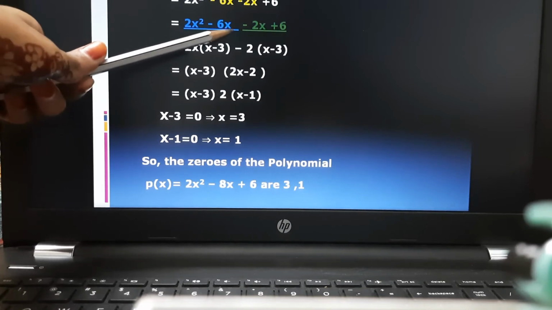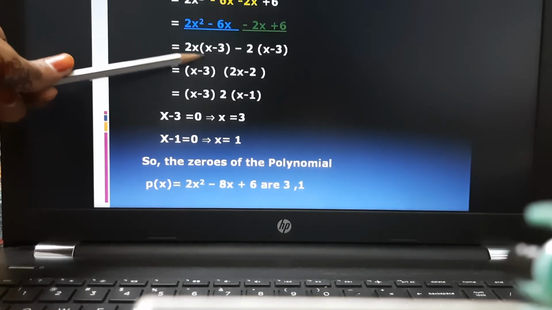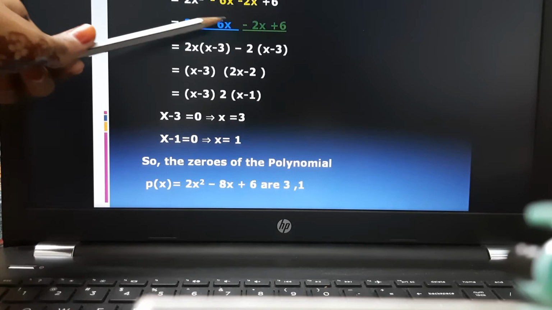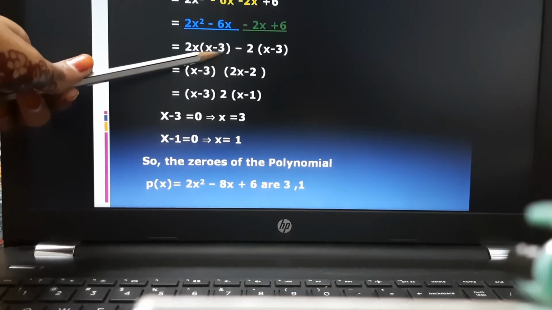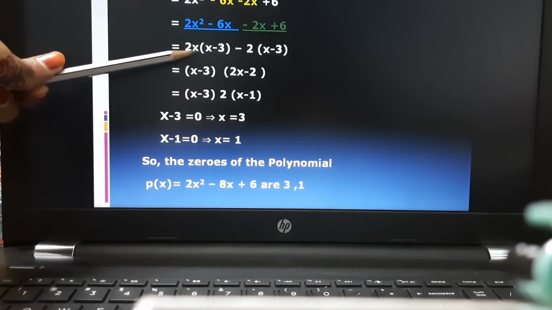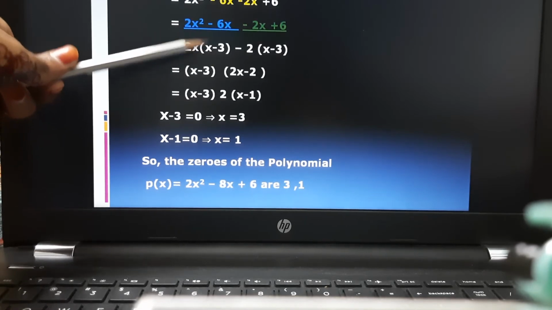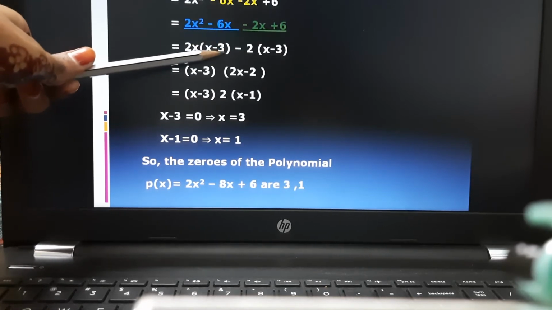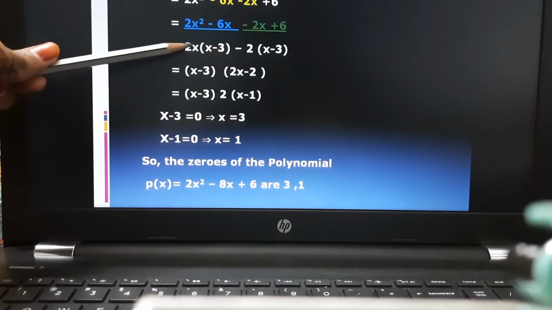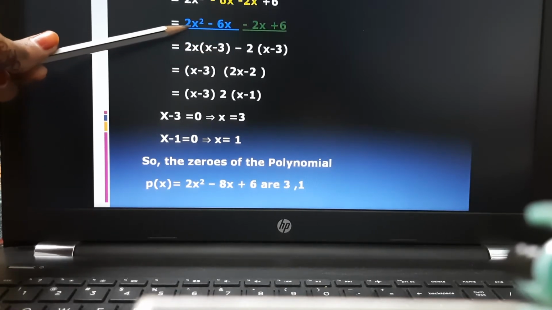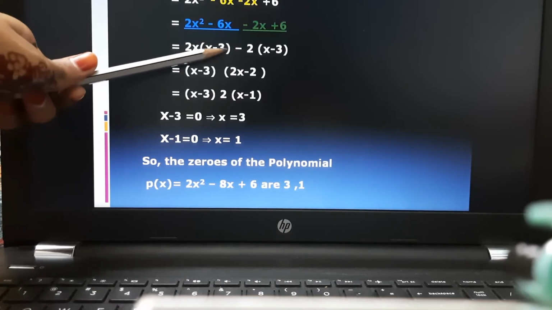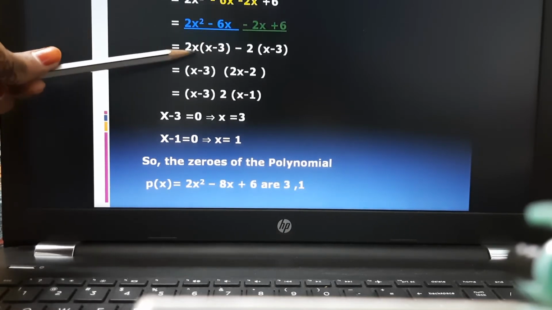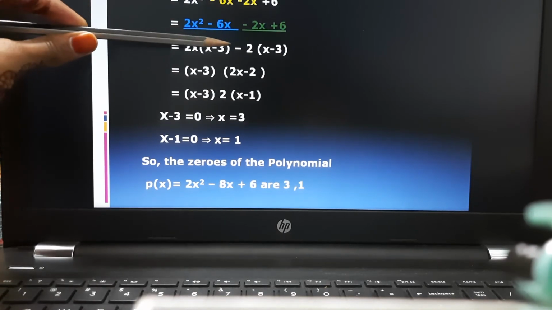6x. In this 6x, what do we have common? 2x. X is common and 2 is common. 2 threes are 6. So here 3. 2x is common and what remains? x minus 3. Okay, we'll check it. 2x into x is 2x square, minus 2x into 3. 2 threes are 6x, right? So here it is clear.